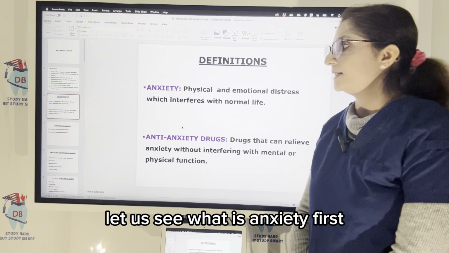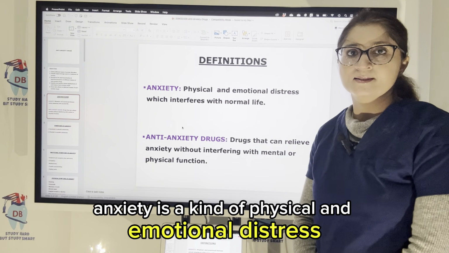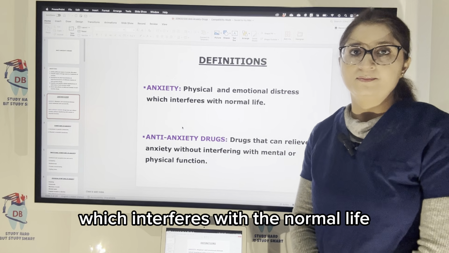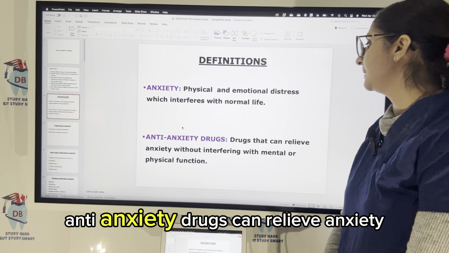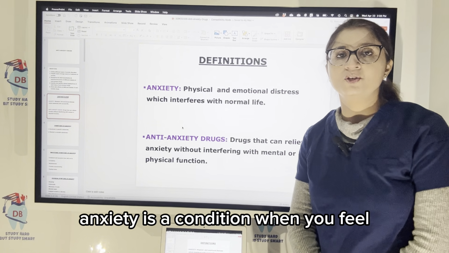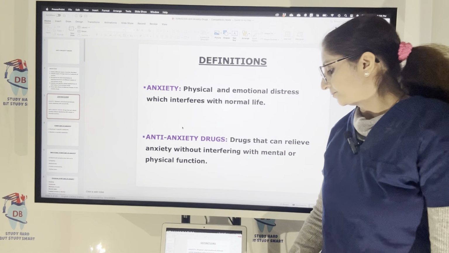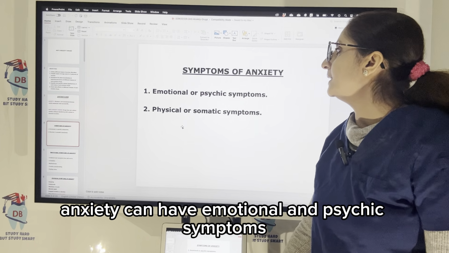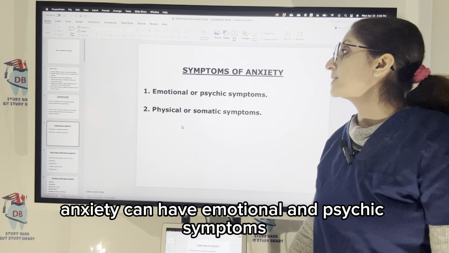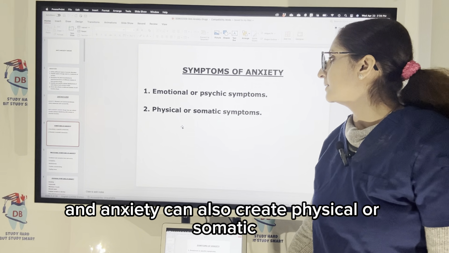Let us see what is anxiety first. Anxiety is a kind of physical and emotional distress which interferes with the normal life. Anti-anxiety drugs can relieve anxiety without interfering with your mental or physical functions. Anxiety is a condition when you feel emotionally hypercharged all the time. You feel restless. Anxiety can have emotional and psychic symptoms, and anxiety can also create physical or somatic symptoms.